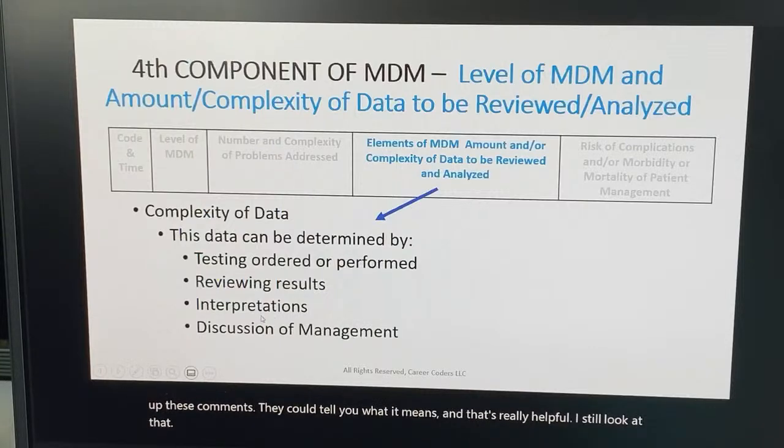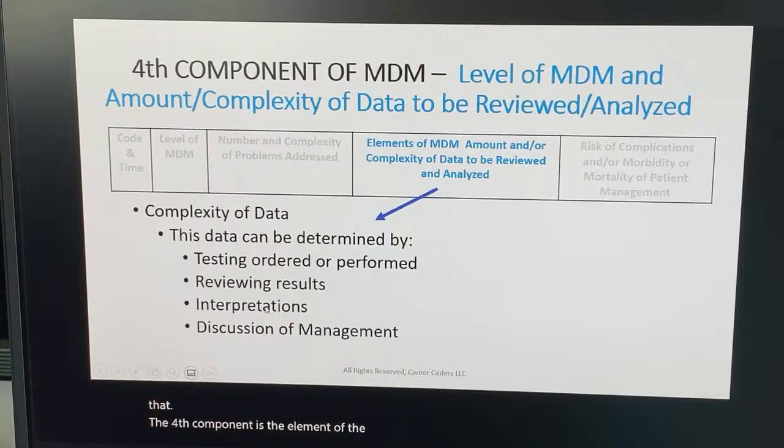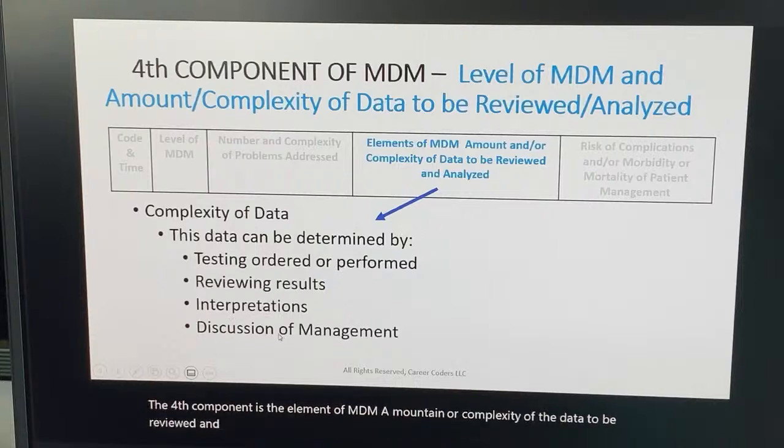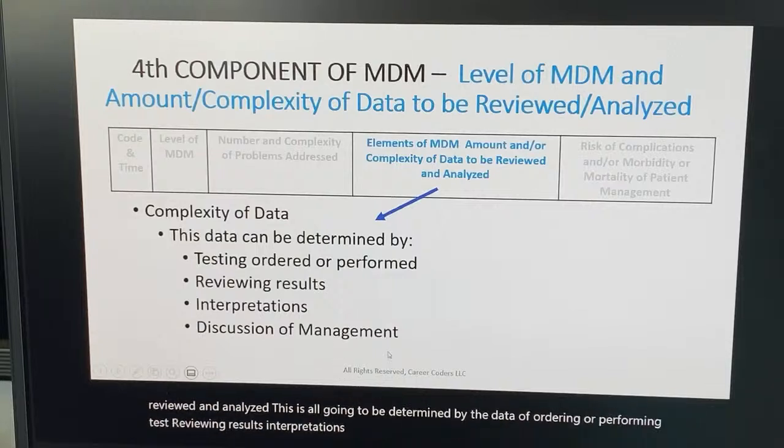The fourth component is the element of the MDM, amount and or complexity of the data to be reviewed and analyzed. This is all going to be determined by the data of ordering, performing tests, reviewing results, interpretations, and discussion management. We're going to go into detail about these in just a few minutes.